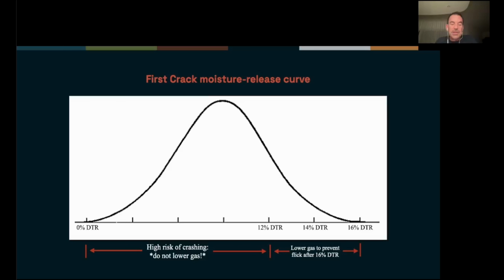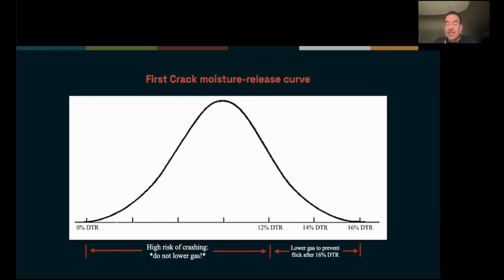Once you get to 12% DTR, drop the gas by about half, and then at 14 again by about half, and at 16 again by about half. This is because somewhere between 16 and 17% DTR, that's always where the ROR would flick. So the idea here is we are putting on the brakes at about 12, 14, and 16 DTR as a way of managing a potential flick.